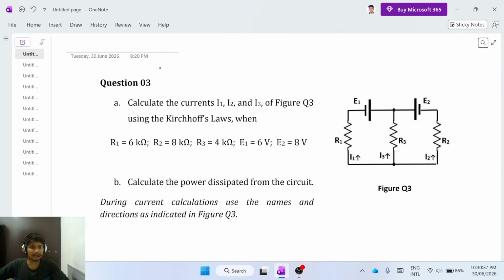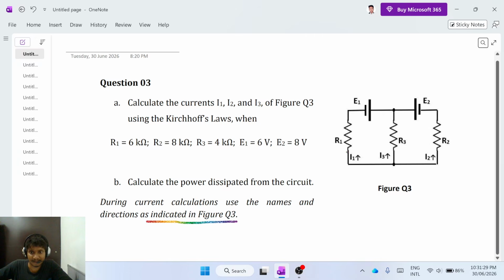Let's read the question. Part A: calculate the currents I1, I2 and I3 of figure Q3 using Kirchhoff's laws, when R1 is equal to 6 kilo ohm, R2 is equal to 8 kilo ohm, R3 is equal to 4 kilo ohm, E1 is equal to 6 volt, E2 is equal to 8 volt. During the current calculations, use the names and directions as indicated in figure Q3. We must use them according to this diagram. This is I1, I3, I2.